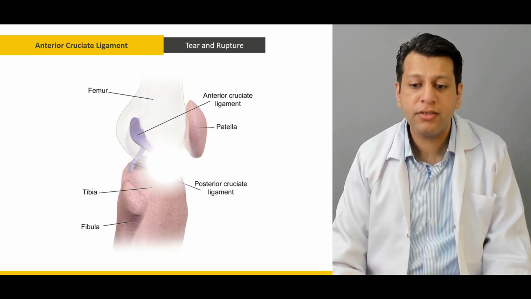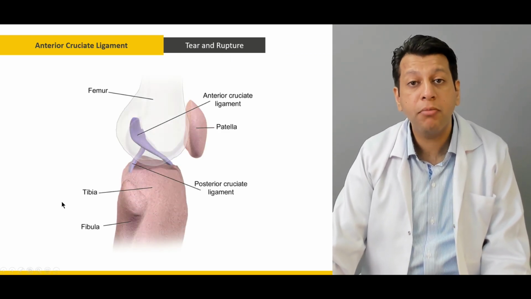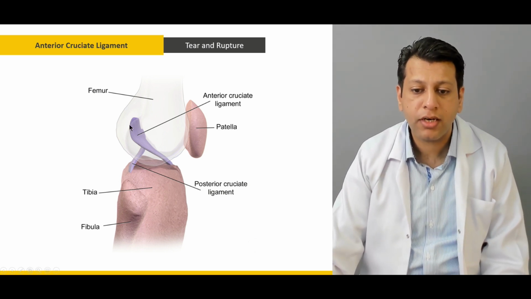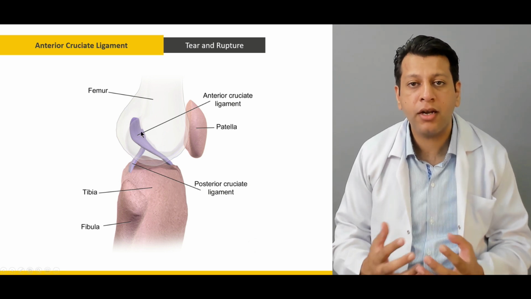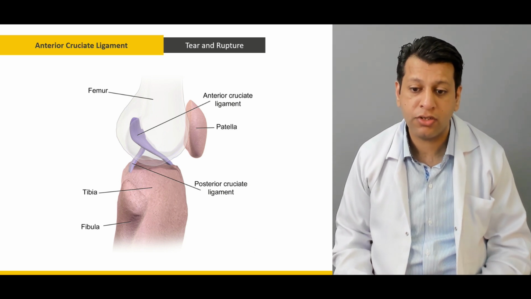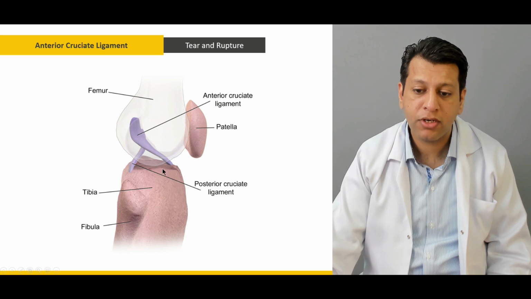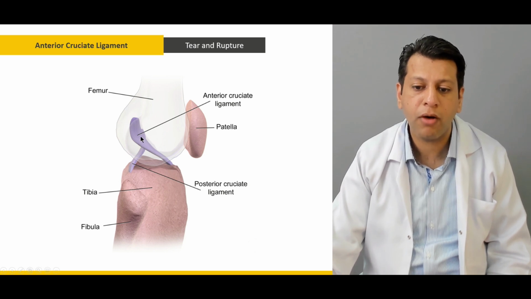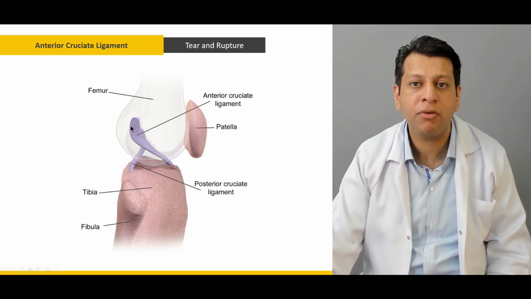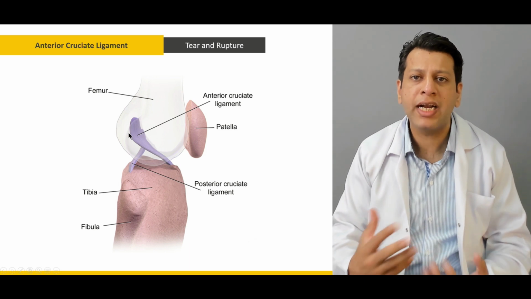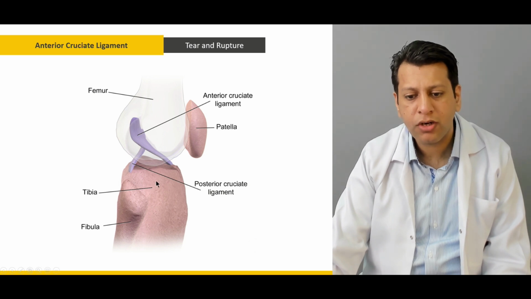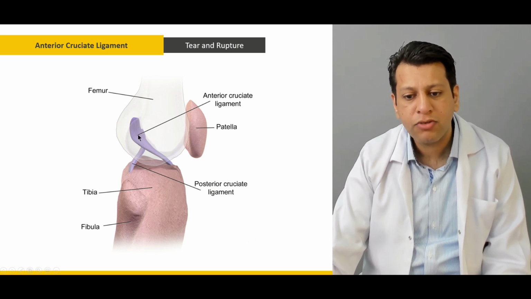As I told you, the ACL has two bundles, anterior medial bundle and posterior lateral bundle. What is important is where these two bundles originate and attach. The anterior medial bundle is tight in flexion, the posterior lateral bundle is tight in extension. As you can appreciate, it starts more anteriorly, goes upward, backward, and then laterally, attaching onto the medial aspect of the lateral femoral condyle at almost the 10 to 11 o'clock position. If the tibia is translated anteriorly, this will get stretched.